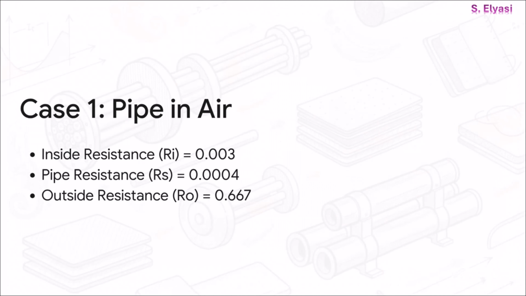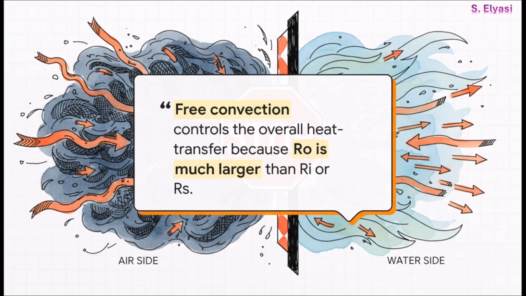Whoa, okay, the results for case 1 are pretty staggering. The inside resistance from the water, tiny. The resistance of the steel pipe, practically nothing. But look at the outside resistance from the air. It's absolutely enormous in comparison. What this is screaming at us is that the air on the outside is the bottleneck. It's over 200 times more resistant to heat flow than the water side. So, as an engineer, this tells you that spending any time or money trying to improve the heat transfer on the inside of the pipe would be a total waste. The air is your entire problem.